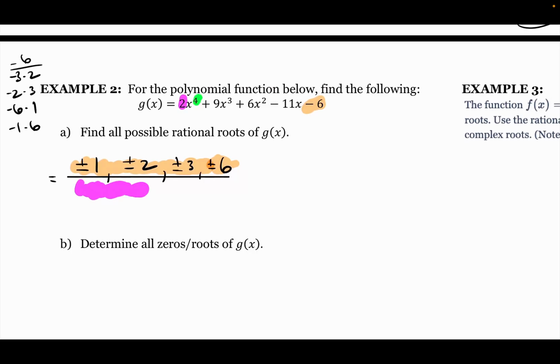Now we got to make the factors of 2. There's not a lot of them. What are the two numbers that multiply to be 2? -2, -1, right? +2, +1. So that's positive and -1, positive and -2.